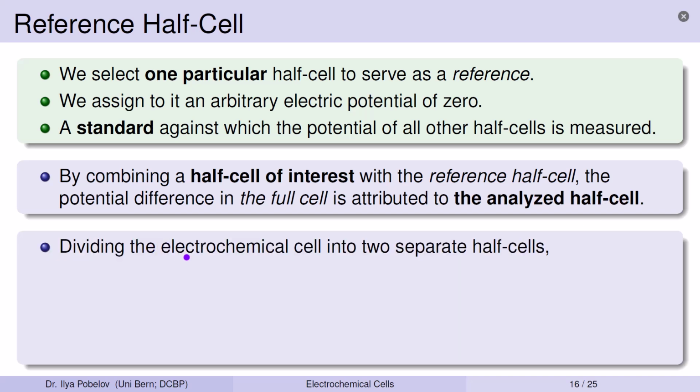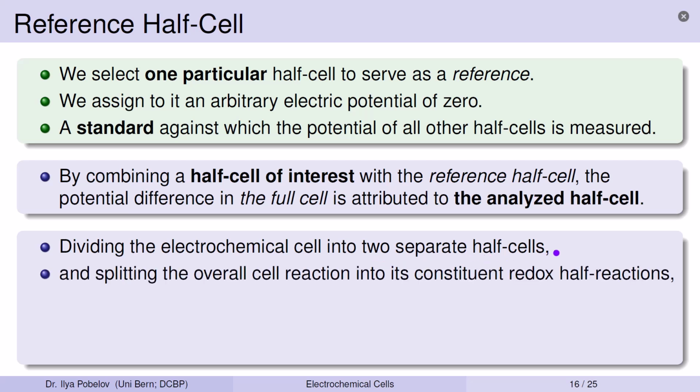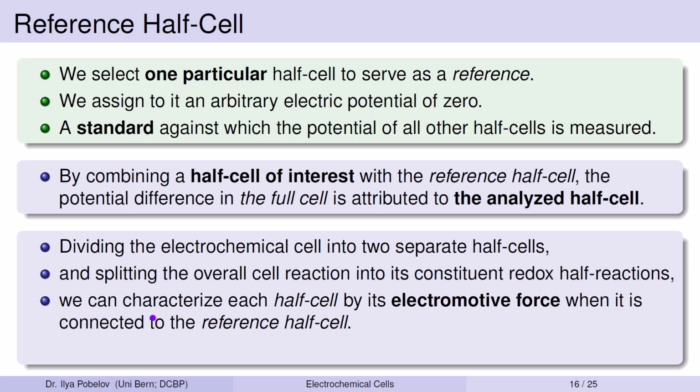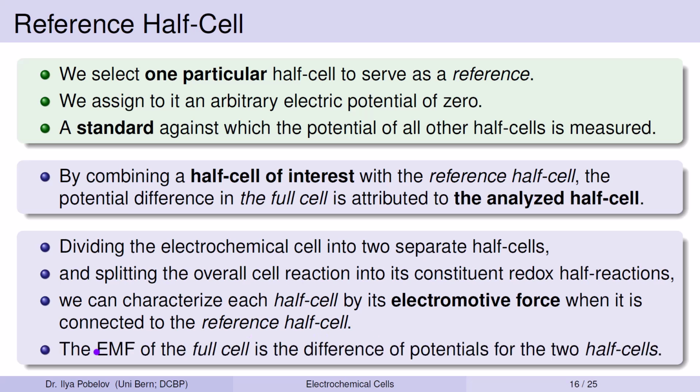By dividing the electrochemical cell into two separate half cells and splitting the overall cell reaction into its constituent redox half reactions, we can then characterize each half cell by its electromotive force when it is connected to the reference half cell. The EMF of the full cell is then determined as the difference of potentials for the two half cells.